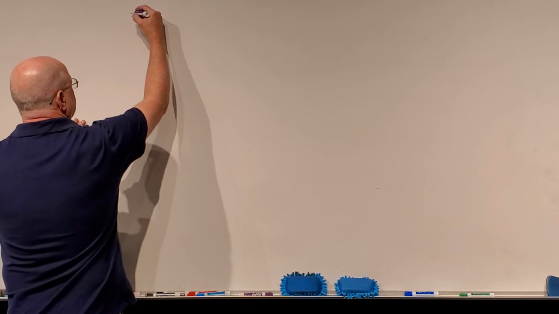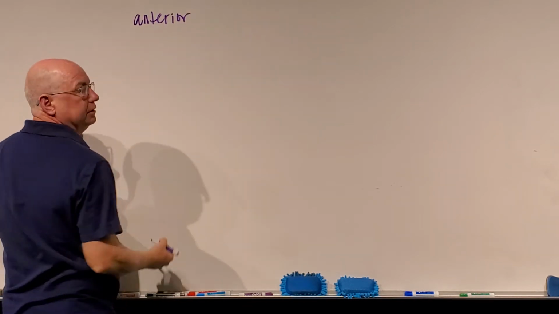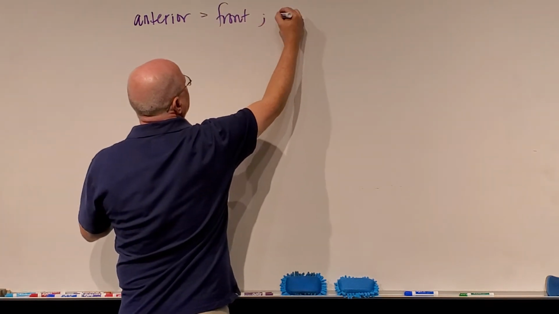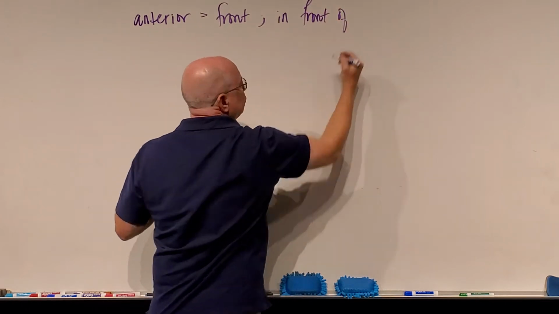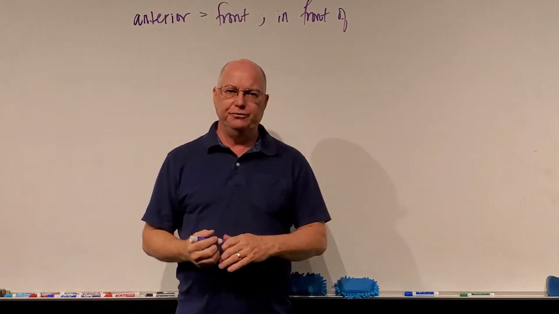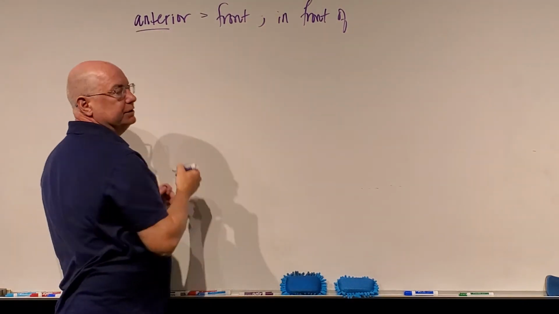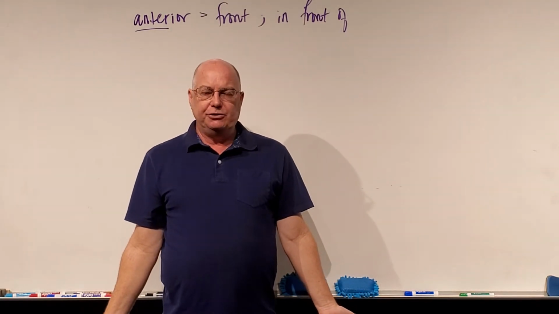So, the term anterior means the front, or it can mean in front of. So if you were looking at me from an anterior view, you're looking at the front of the body. Anti always means to precede or in front of. So this is an anterior view of me.